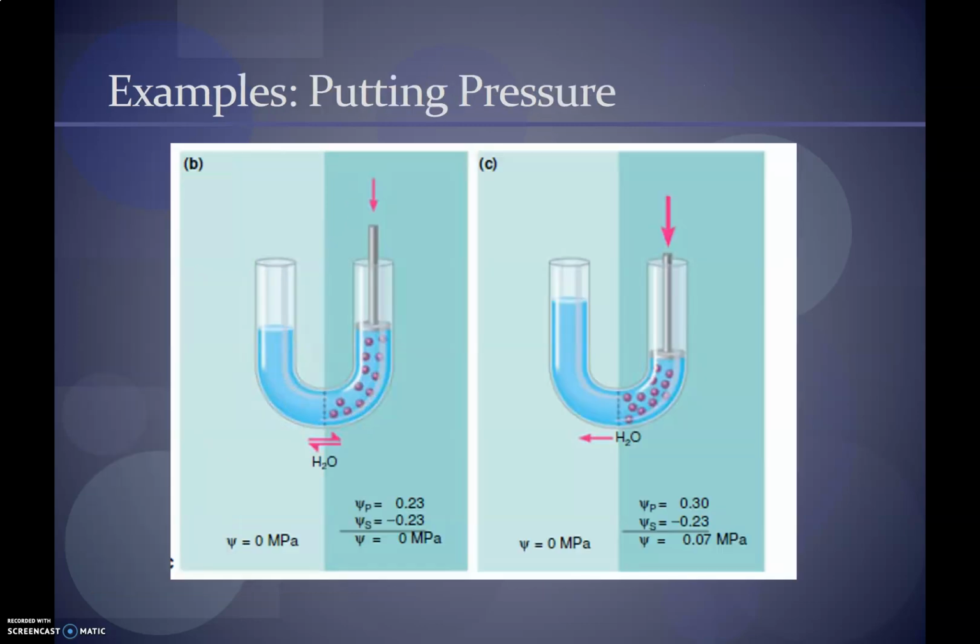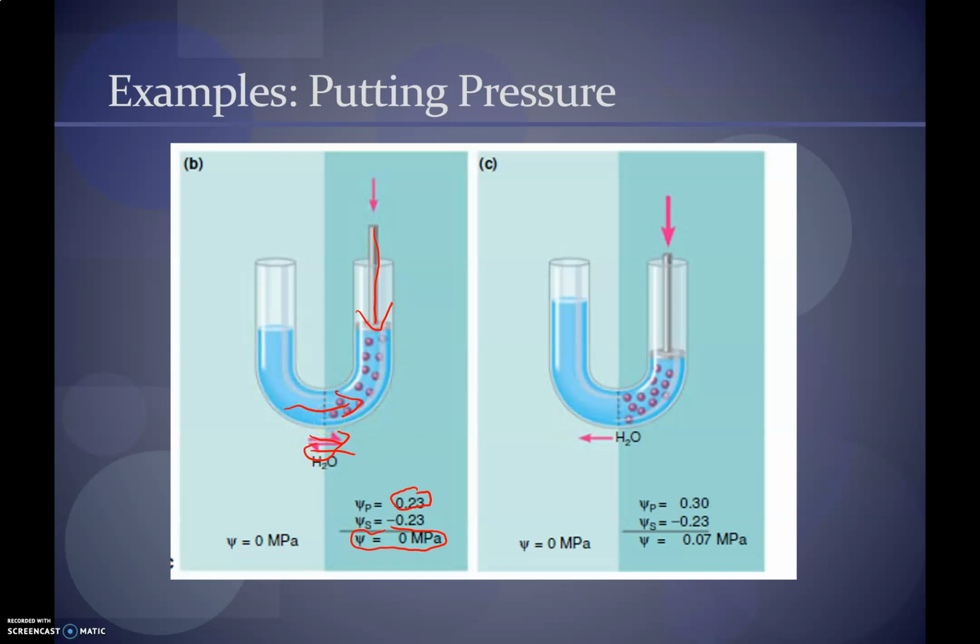Now, what if we wanted to force it to equilibrium so the water couldn't move? Again, this is the same situation, but in this case, we're applying a positive pressure to the system. That positive pressure, if exactly 0.23, cancels out the negative solute potential. So now the water potential on this side is 0, and now instead of the water only moving in this direction, it's at equilibrium.